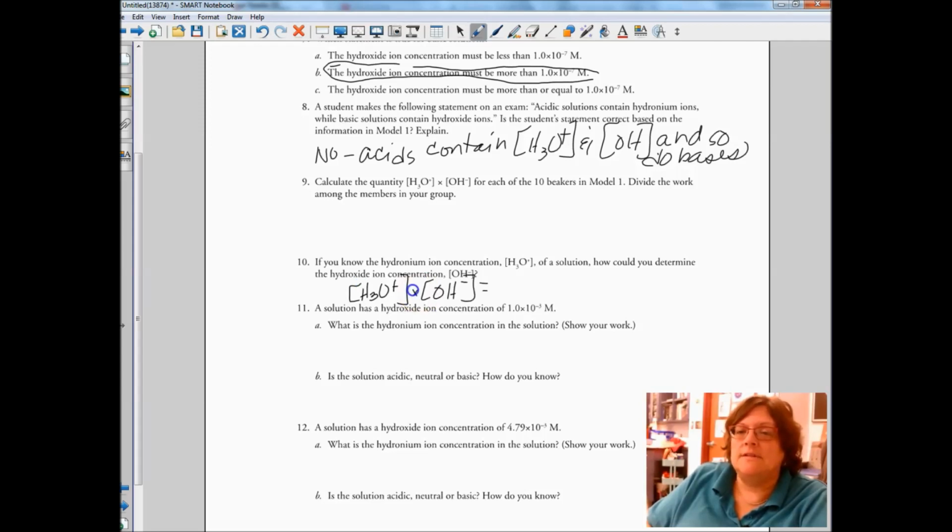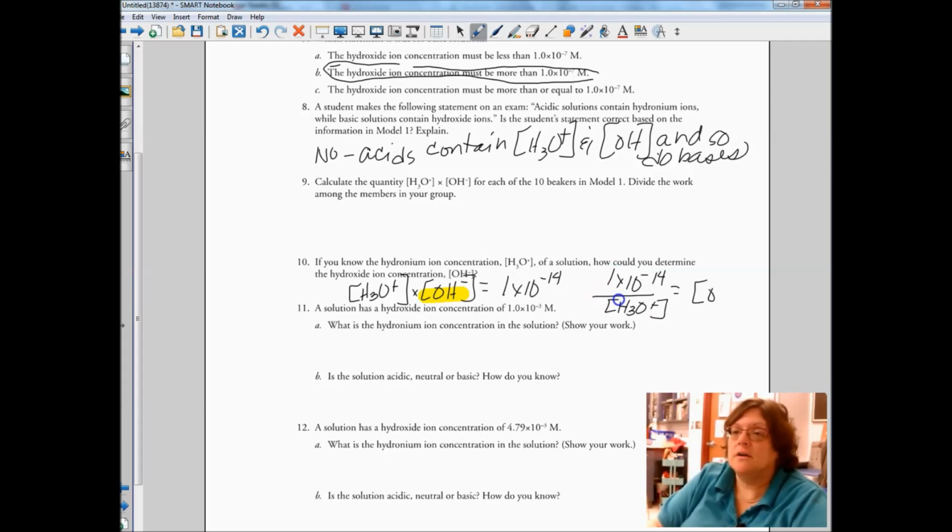And every single one equaled 1 times 10 to the negative 14th. So, if we know hydronium, can we solve for hydroxide? Well, in math, we just divide both sides by hydronium. So 1 times 10 to the negative 14th divided by the hydronium concentration will give us the hydroxide.